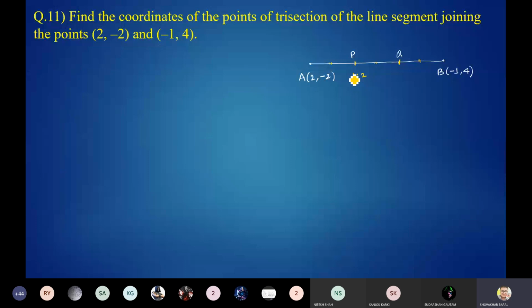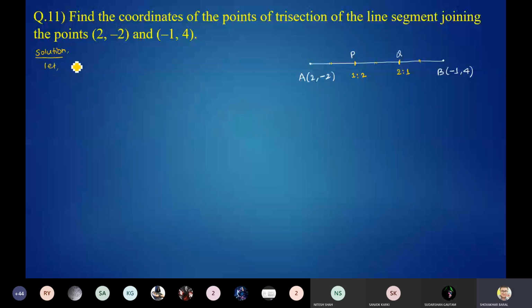अल्सो यहाँ लेख्दै न सजिलो हुन्छ, यतापट्टि 2:1. Q divides AB in the ratio 2:1, P divides AB in the ratio 1:2. The first point divides in the ratio 1:2, the second point of trisection divides in the ratio 2:1. So let's write the solution.